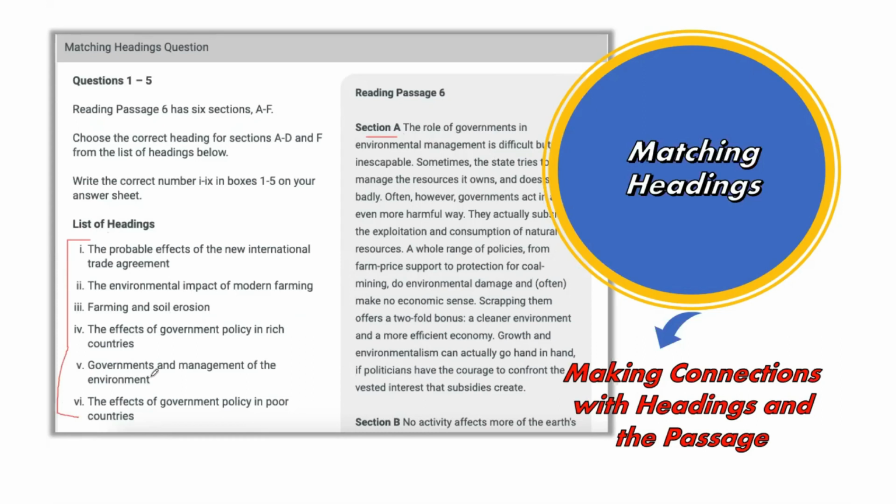And there are always more headings than paragraphs, so you're going to have some left over. Again, you can't really use process of elimination in this case, but you're just looking for the main idea. So the skimming technique would also be good in the matching headings question.